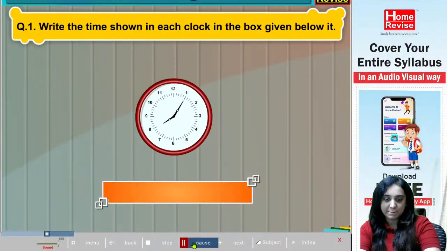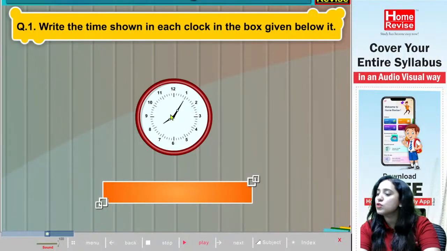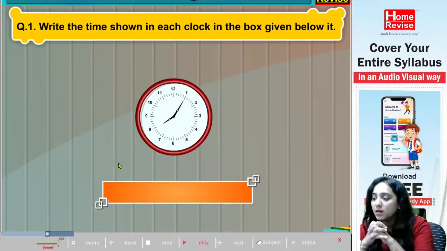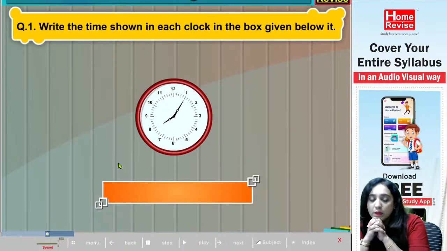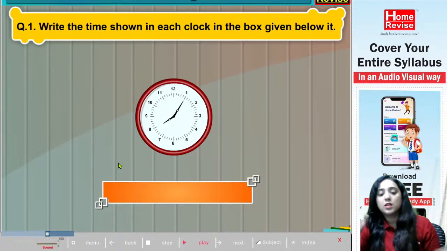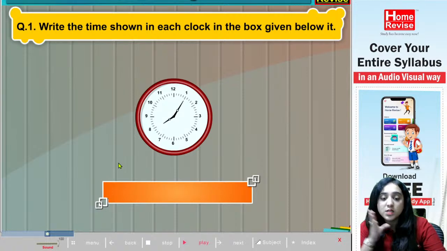3. Time shown in this clock. What is the time shown in this clock? Can anybody help me with this? Yes? See, the hour hand is showing 8 and the minute hand is pointing towards 1. So what exactly is this?